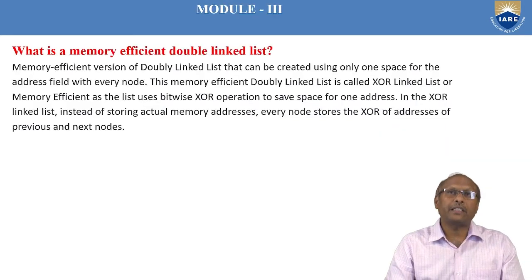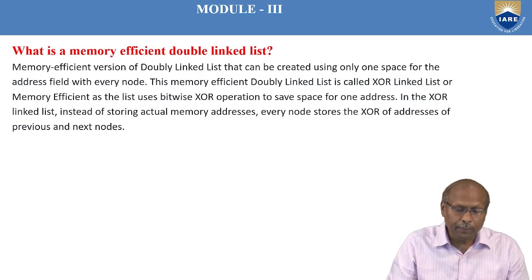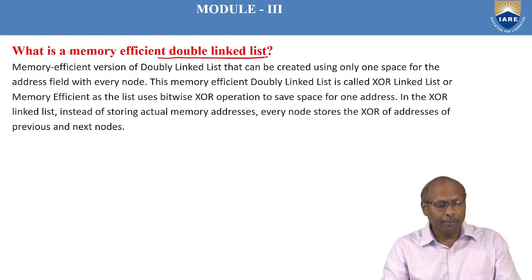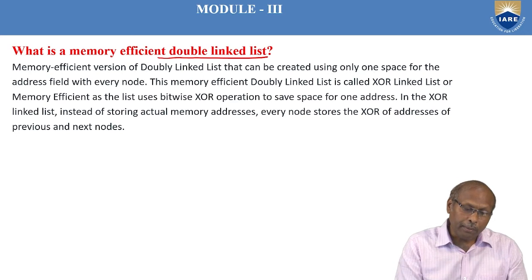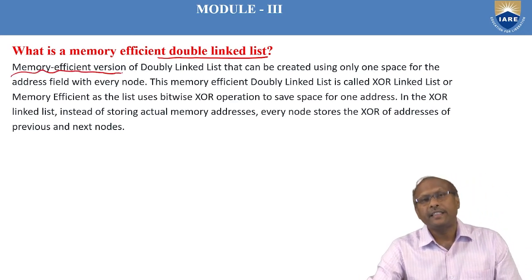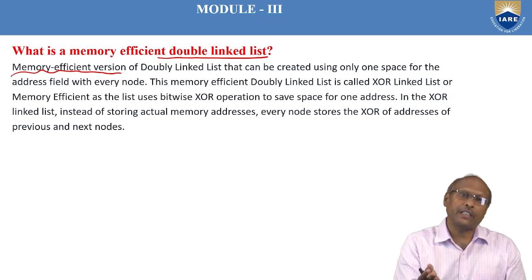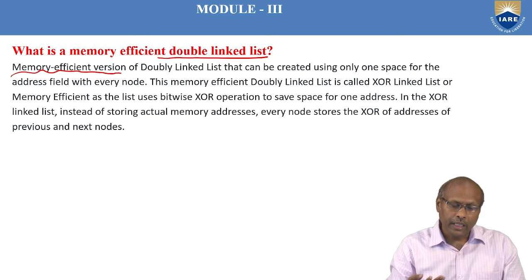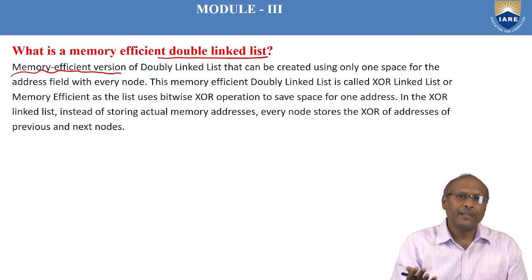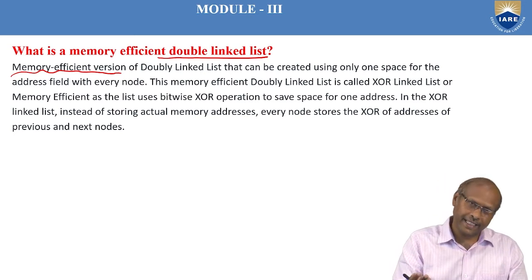Next, they may ask a question. What is a memory efficient double linked list? Remember, the name indicates what? Memory efficient. In the case of double linked list, in every node you are maintaining 2 pointers, left pointer as well as right pointer. But here, to avoid the wastage of memory, you have to use a single pointer, but it will be helpful for traversing both left as well as right.